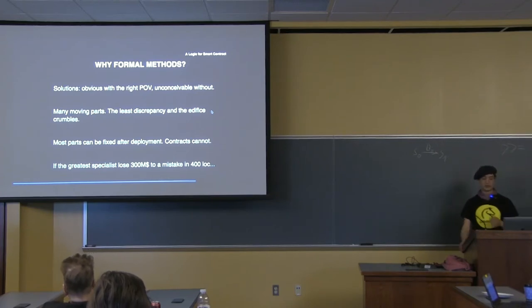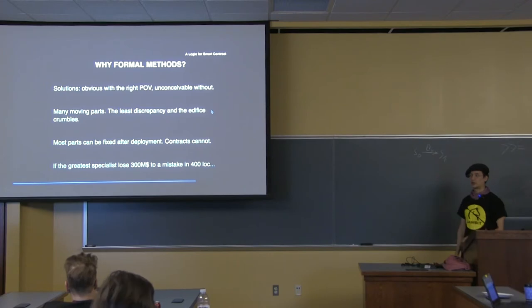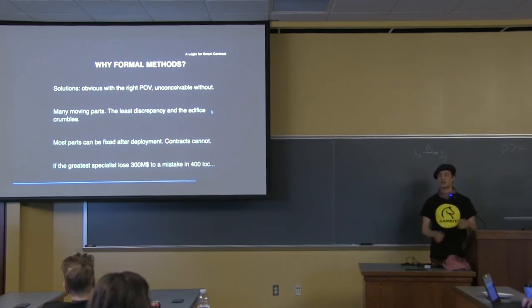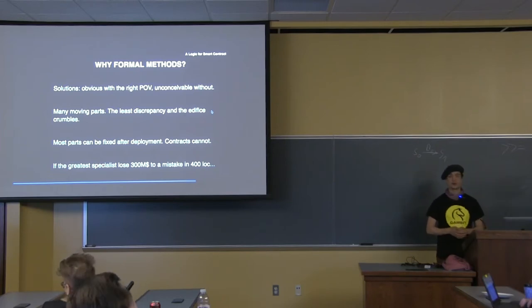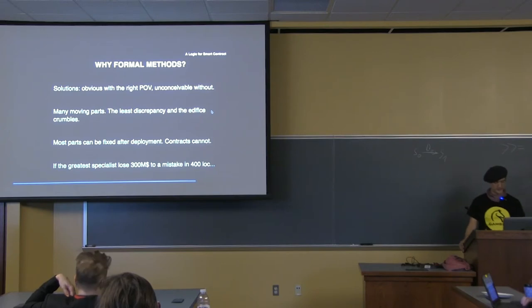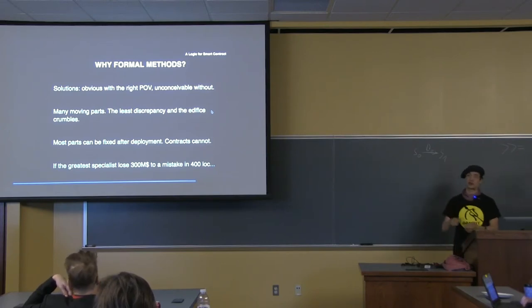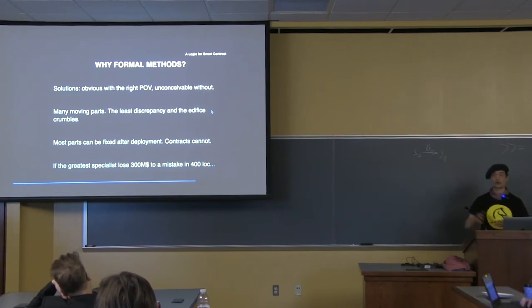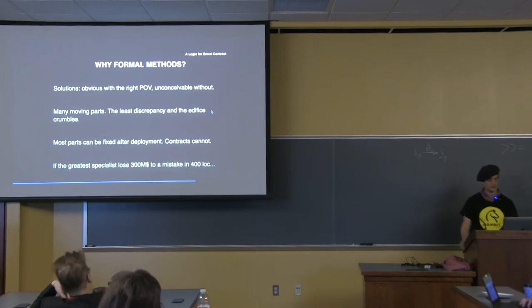And contracts, unlike most parts, cannot be fixed after deployment. Sure, if there's a bug in my server code, I can fix it, hopefully before it's exploited. But if there's a bug in the smart contract, it's too late. The bug is there, someone will exploit it. Too late to fix. For short-term smart contracts, maybe you can get away with it, but for long-term smart contracts, certainly you'd lose your shirt.